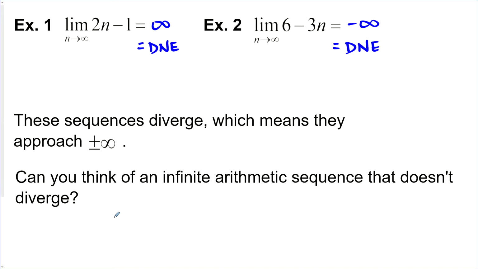So maybe you thought of something like Tn equals 1. So anything where the common difference is equal to 0. And then the sequence stays the same the whole time. Those are kind of boring though.